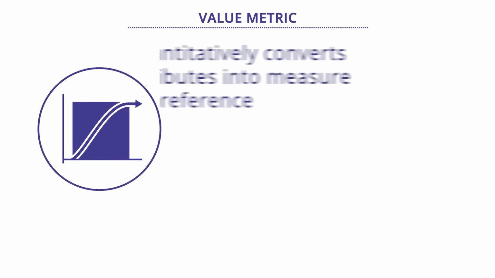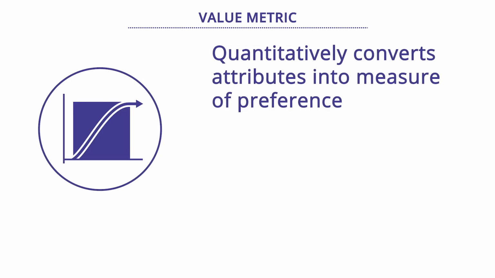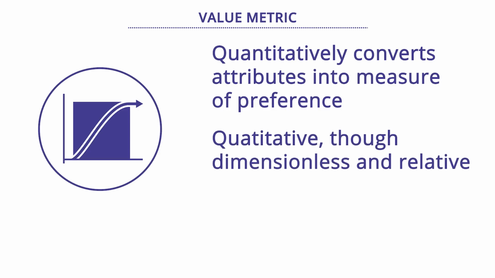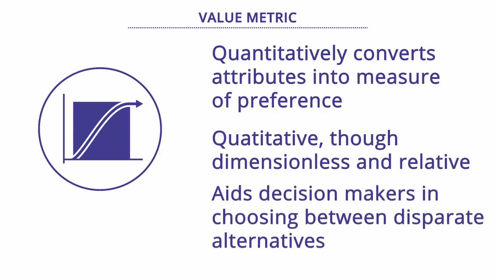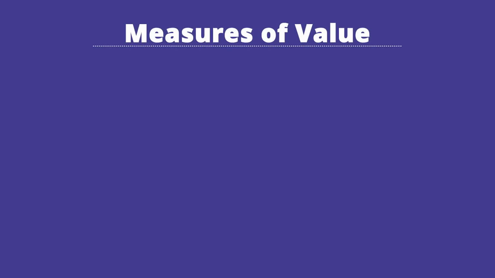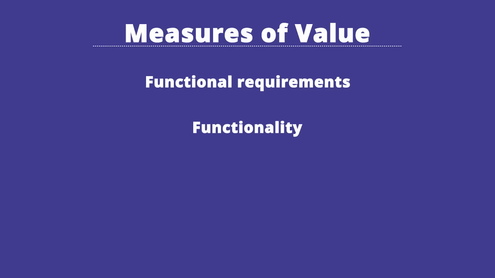A value metric is a means for quantitatively converting attributes of a design or alternative into a measure of preference. It's quantitative, although often dimensionless, and could be relative. It aids decision makers in choosing between disparate alternatives. There are different types of measures of value, ranging from functional requirements, which may be binarily satisfied. For example, do I meet a particular threshold value for miles per gallon or range? Or they can move on to single measures of functionality. For example, what's the degree to which I have miles per gallon? What is my range? Where there's a range of acceptance across this measure of functionality.